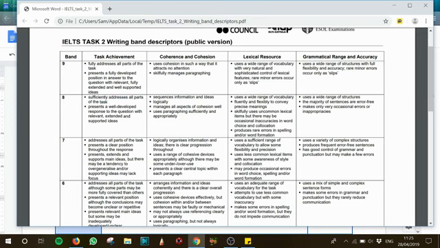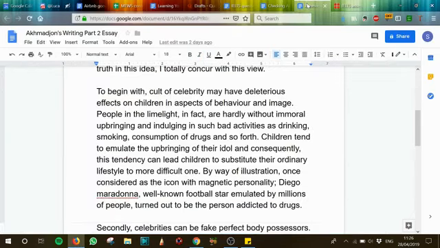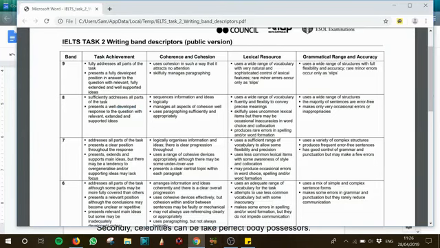And presents a well-developed response to the question with relevant, extended, and supported ideas. They're definitely relevant, they're definitely extended, supported sometimes, and a well-developed response. I feel like that Maradona paragraph, the example that makes up about 1/3 of that paragraph, it's quite a long example, but it doesn't really connect. So we're close, we're getting close maybe, but we're not at a band 8 just yet.